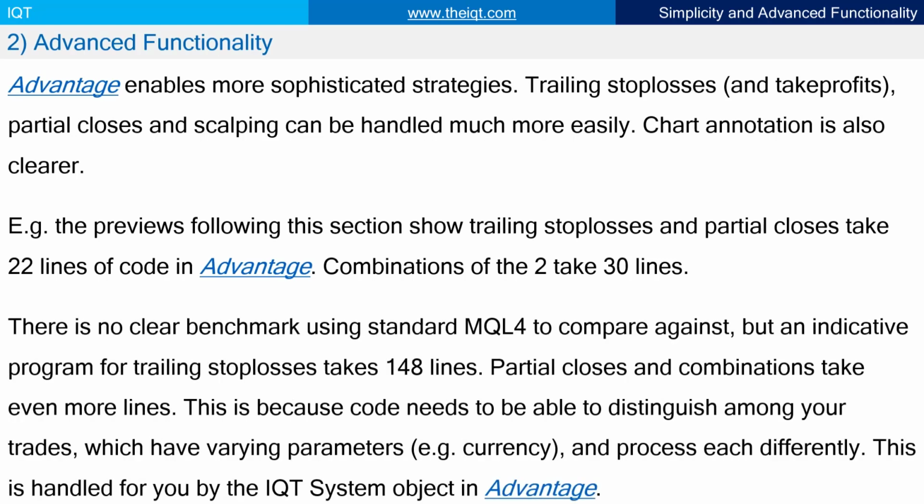There is no clear benchmark using standard MQL4 to compare against, but an indicative program for trailing stop-losses takes 148 lines. Partial closes and combinations take even more lines. This is because code needs to be able to distinguish among your trades, which have varying parameters, e.g. currency, and process each differently. This is handled for you by the IQT system object in Advantage.